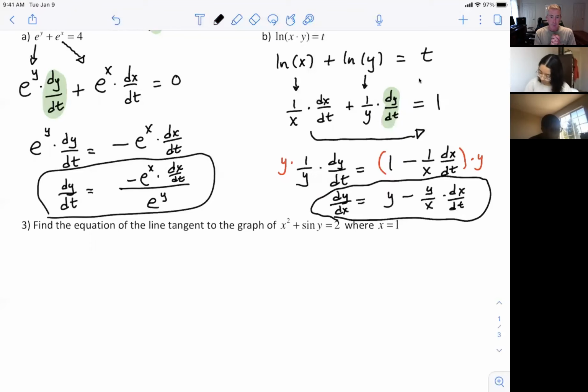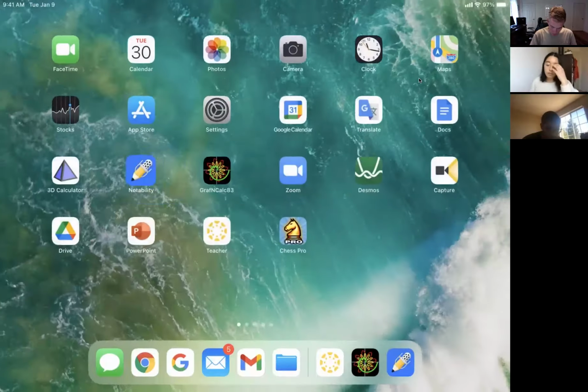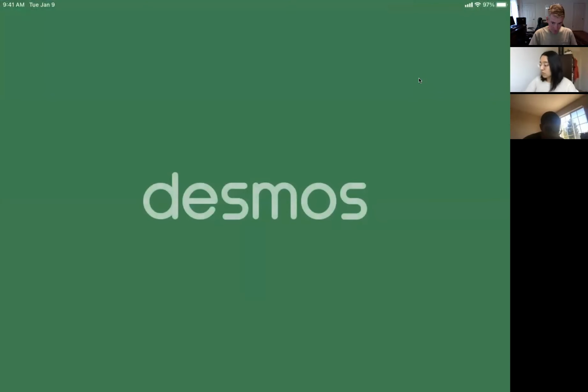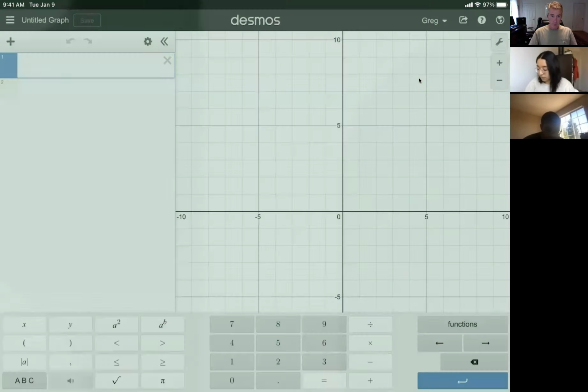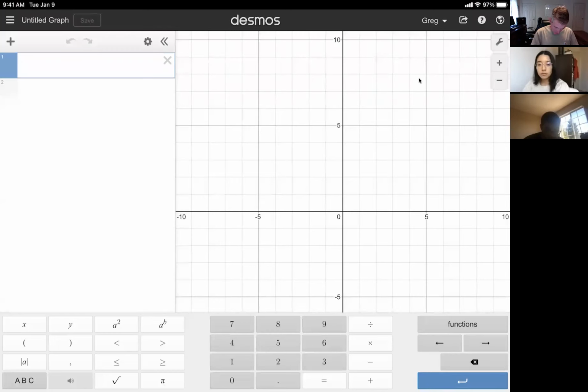So I think I'm going to graph this one first. Find the equation of the tangent line and then the graph. So this one, it's not solved for y. So that means that my TI-84 is not going to graph it. So I'm going to use Desmos.